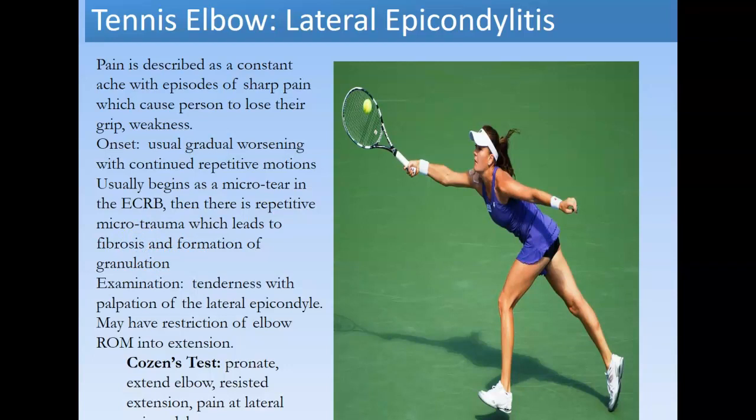When you examine, you do your Cozen's test, we'll talk about it in a minute, and you follow that up with your thumbs. Usually it's pain, tenderness right over the lateral epicondyle. That kind of confirms, okay, now we're talking tennis elbow for the most part here. May have restrictions of elbow range of motion during extension.